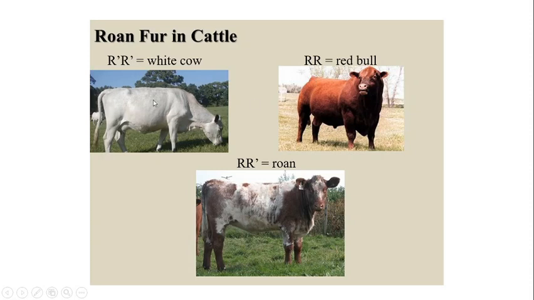So, if you cross a white cow and a red bull, what you will get as a result is a roan cattle, or a roan calf. In the roan calf, since it has an allele for red-colored fur and also an allele for white-colored fur, what happened to its appearance, its phenotype, is that you see both the red and the white on the skin of the cattle.